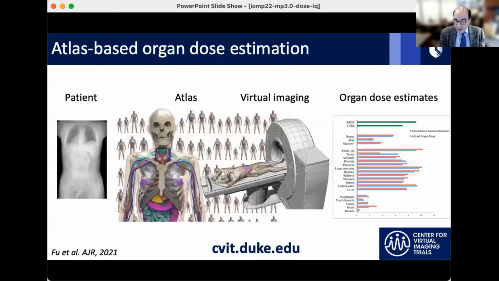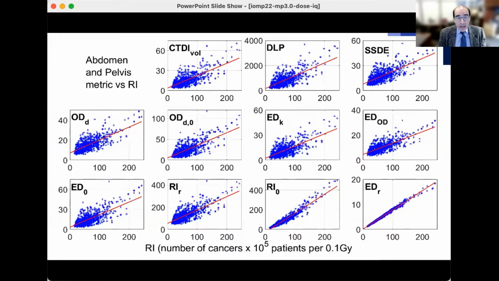And in this study, we actually use a large cohort of patients. We match the patients to an atlas of virtual human models. And from those, then we can estimate organ doses for those patients. If you want to learn more about this technology, I encourage you to go to our website and find out. So in this plot, I am showing you on the x-axis the risk index.